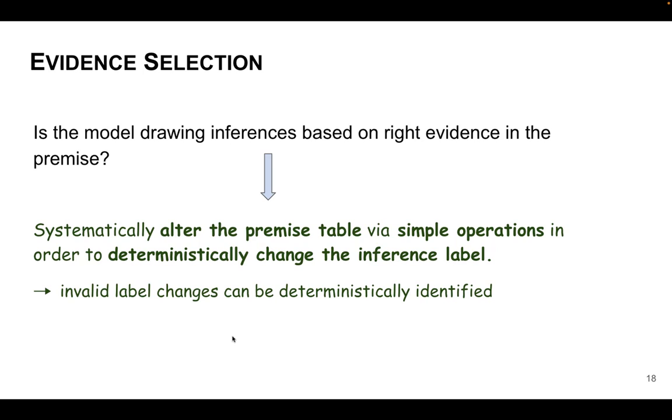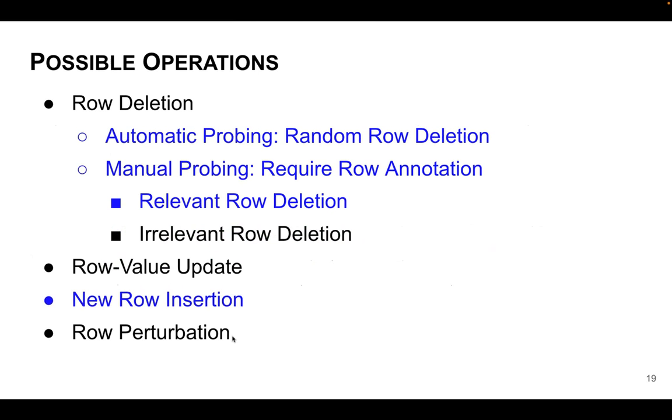So what we did, we systematically alter the premise table by simple operations in order to deterministically change the inference label. Then we count invalid label changes, which can be deterministically identified. We tried various types of possible operations. Row deletion, in which we tried automatic, where we delete any random row, and manual, where we delete a required row, which can be a relevant or an irrelevant row. We also did row value update, new row insertion and row perturbation.